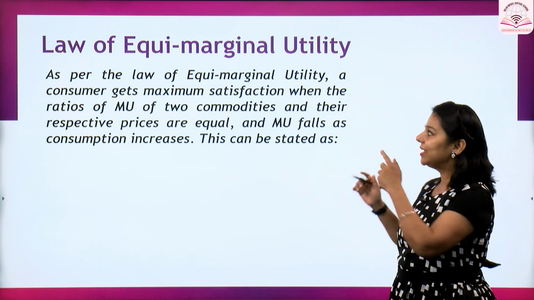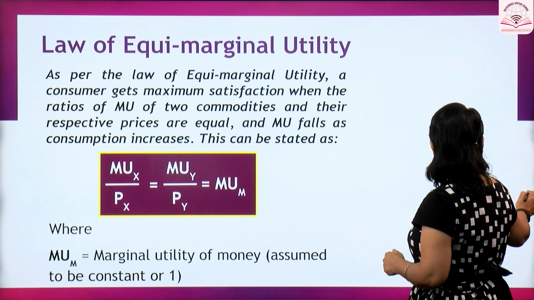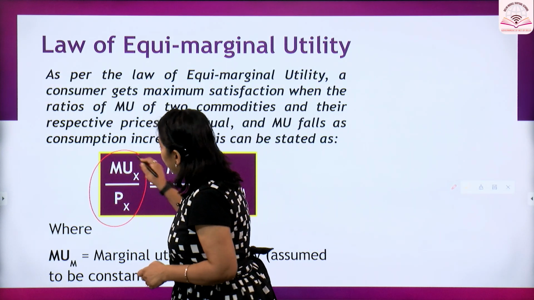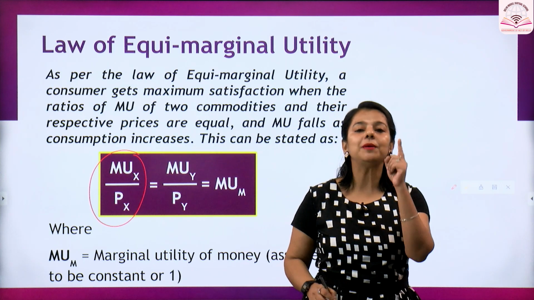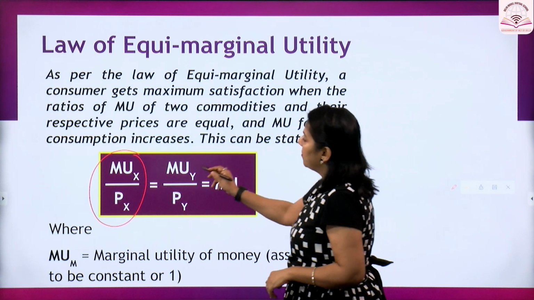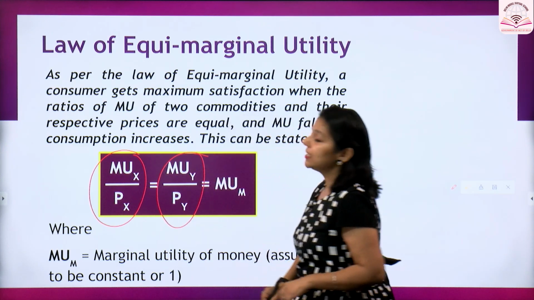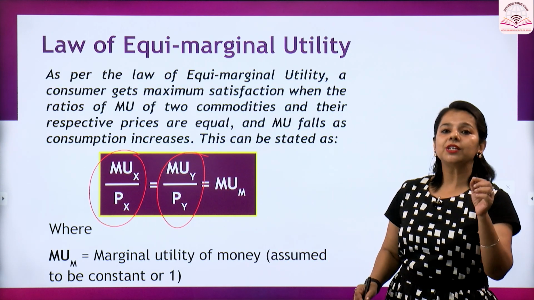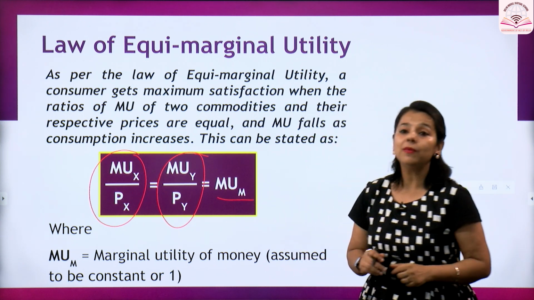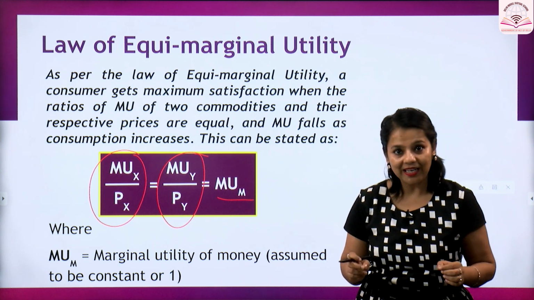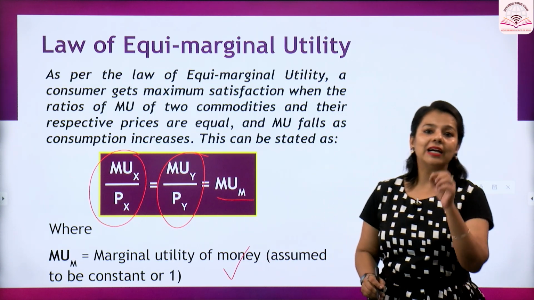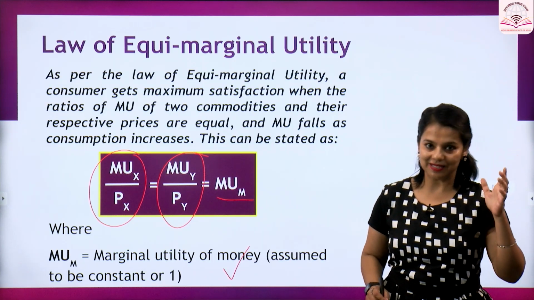So what will be the equation of this law? The equation of this law will be marginal utility of X divided by Px, this is the per rupee marginal utility of good X, equals MUY upon PY, this is the per rupee marginal utility of good Y. And this is equal to MUM or marginal utility of money, which we have already assumed to be a constant or 1 under cardinal utility analysis.